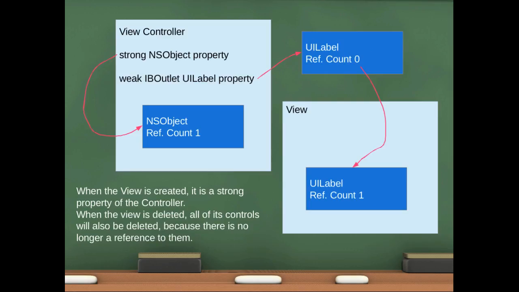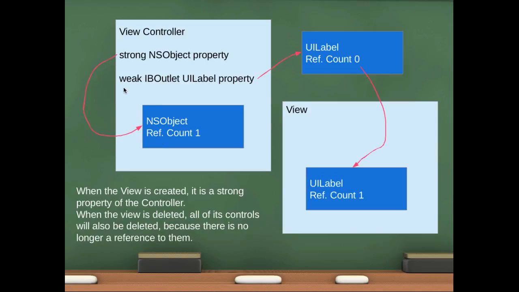So let's look at this again, because it's a very simple idea, but it can be kind of complicated to understand at first. On the left, we have a view controller, which declares 2 properties. The first one is just an NSObject property. Don't worry about what it is. It doesn't matter. We have declared it as strong. And we can see that this NSObject exists within that view controller. And because we've declared it to be strong, it has a reference count of 1.